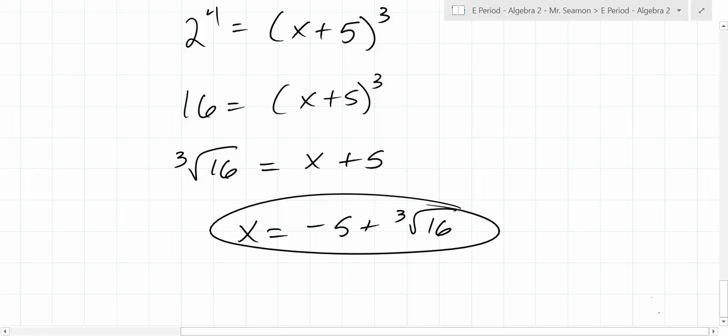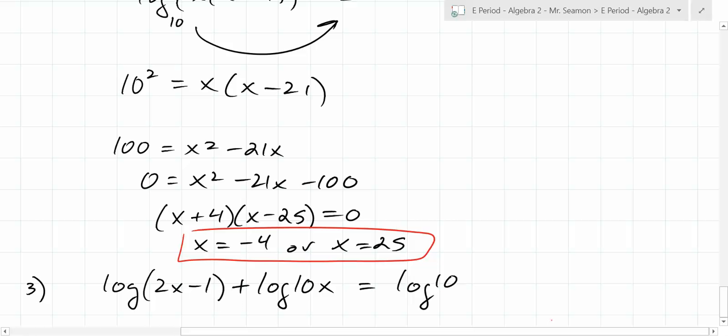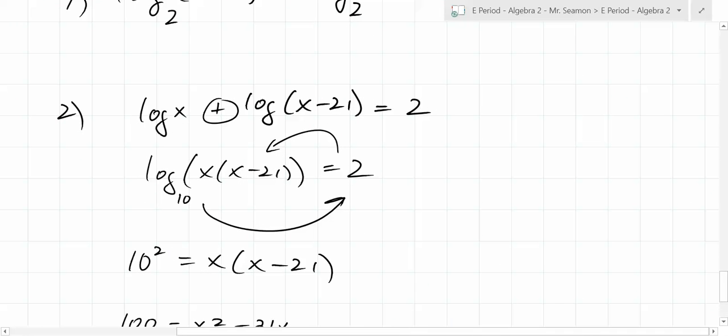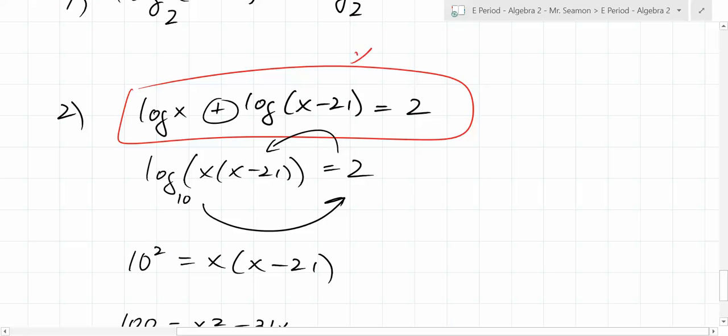There it is. You're all done. Try to do it if you can. Check your answers. Let's go back and look at the original equation. There are 2 potential answers: x equals negative 4 or 25. Both of them could be true, but let's check them.